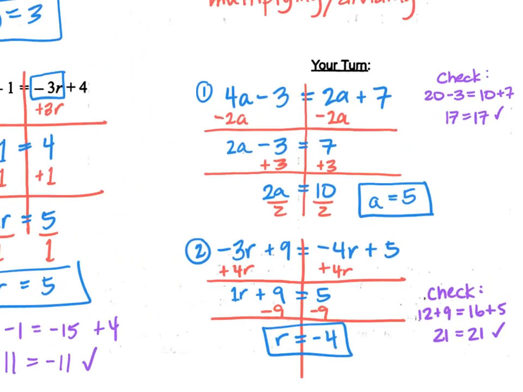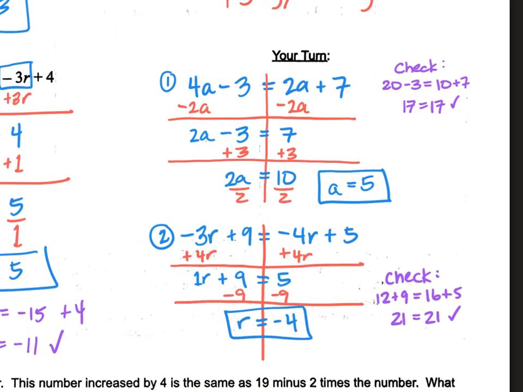Let me zoom in a little bit. We added plus 4r on both sides because there's a negative 4r, which would make that a 0. And then in the next step, subtract 9 on both sides. And then the 1r, I mentioned this earlier, is the same as just r by itself because it's 1 times r, which is r. And therefore, 5 minus 9 is going to be our final answer of negative 4.